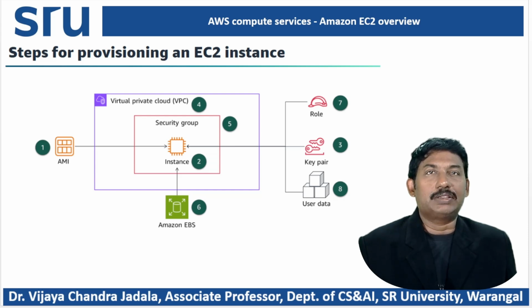Then comes assign an IAM role, that is optional, but you can assign an IAM role. That is the sixth step, where you can grant permissions to the instance to interact with the AWS services, for example S3, DynamoDB. The roles can be provided through this step.